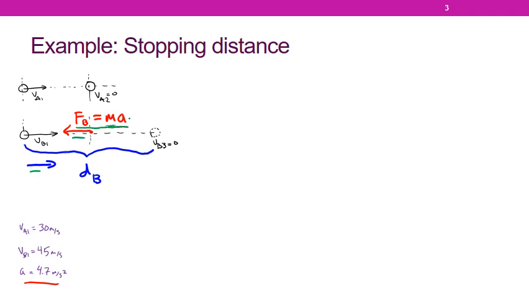What is then the net work done on car B? Well, that's just going to be minus, because I'm losing energy, my force, which is mass times acceleration, times my displacement, which is this dB. That's my net work.